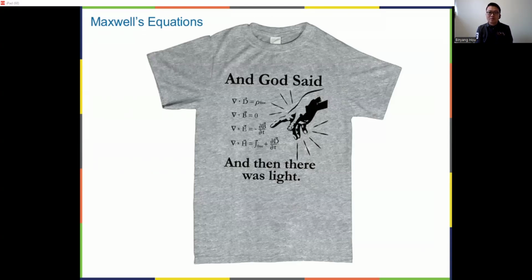So that's why on this shirt, some people say when God created light, he did not say let there be light, but he said those four differential equations and then light appeared. Okay, but those four equations, let's take a look at just what they mean.